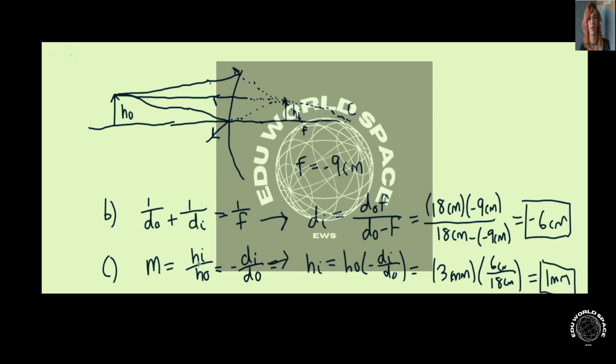To find m, to ultimately find the image height, we use the definition of m, that the ratio of heights is equal to the negative ratio of distances. Then we've recast this using a bit of algebra to get the image height, where we know the object height and we know the image distance and object distance. We have everything we need. We can find the height to be 1 millimeter.